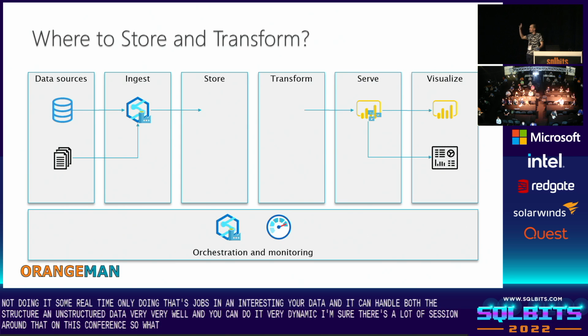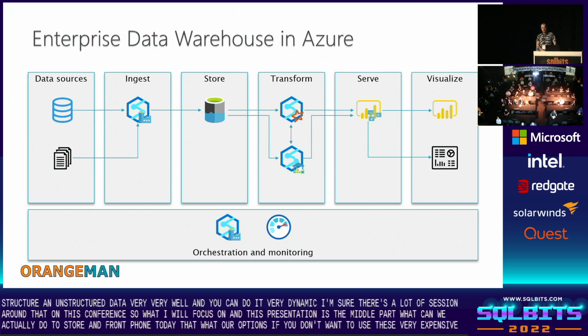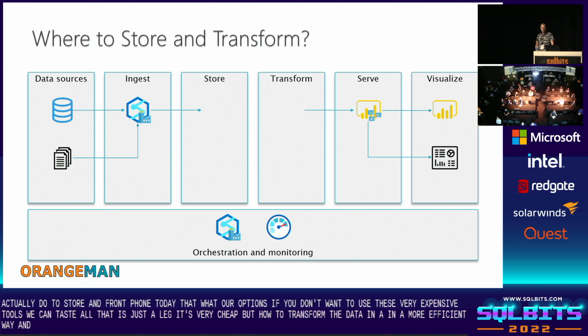So what I will focus on in this presentation is the middle part. What can we actually do to store and transform the data? What are our options if we don't want to use these very expensive tools? We can say store, that is just data lake, it's very cheap, but how do we transform the data in a more efficient and cheaper way?